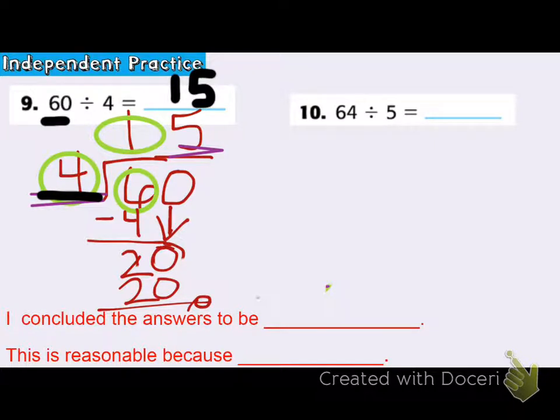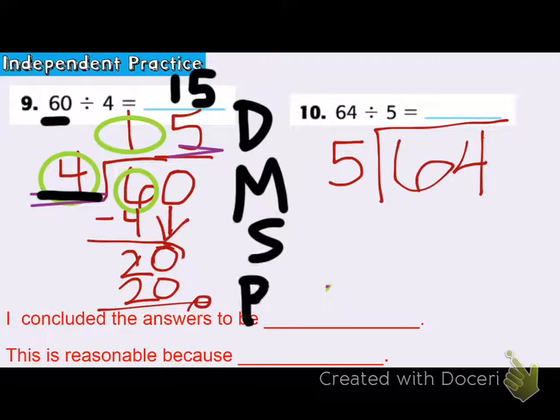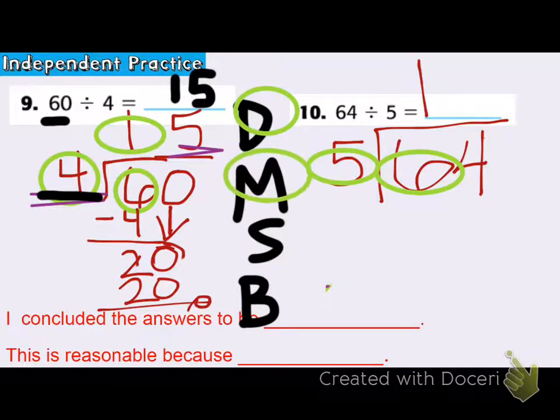Problem number 10. I'm going to put 64 into 5 equal groups. And I'm going to use those steps. Divide, multiply, subtract, bring down. I'm going to start with divide. How many times will 5 divide into 6? Well, that's 1. And then I can move on to multiply. 5 times 1 is 5. So we can subtract the 5.